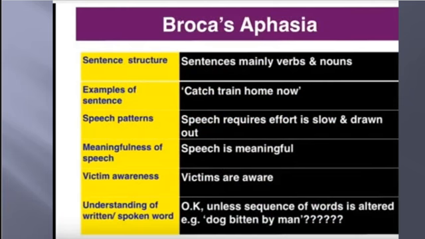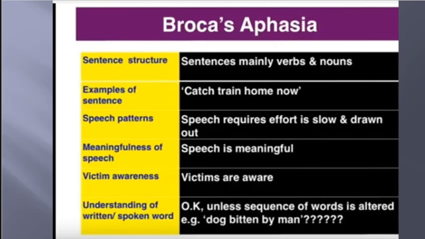And the person would possibly, they know what they're saying. So let's say somebody's had a stroke, and that part of their brain was affected, and now they're speaking to you slowly with just verbs and nouns, and it frustrates them, and sometimes it might even frustrate you, but you understand what they're saying, okay?